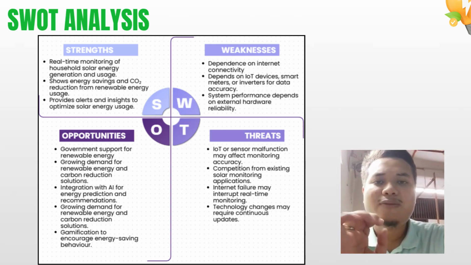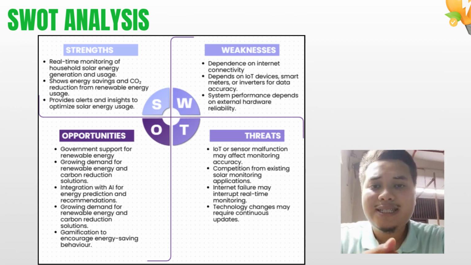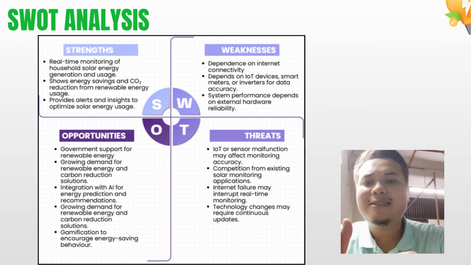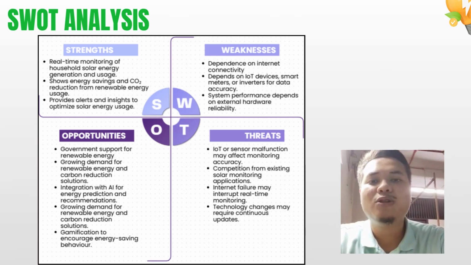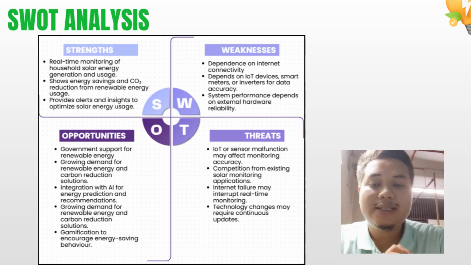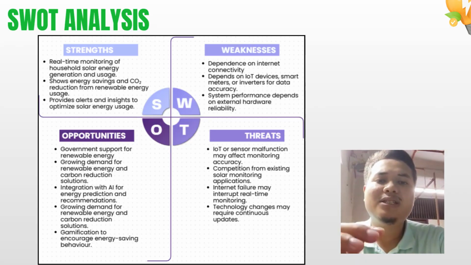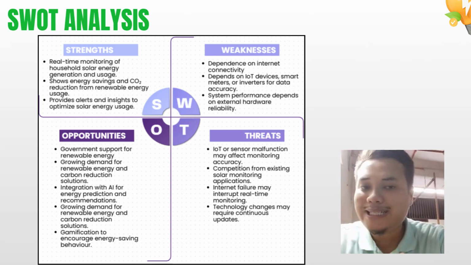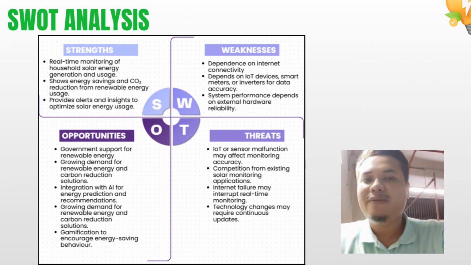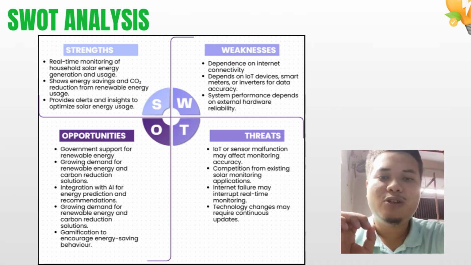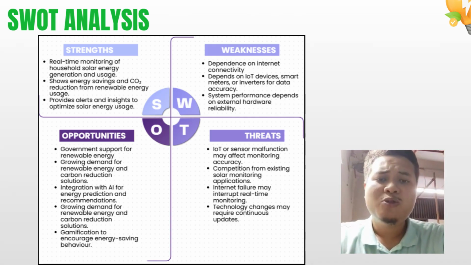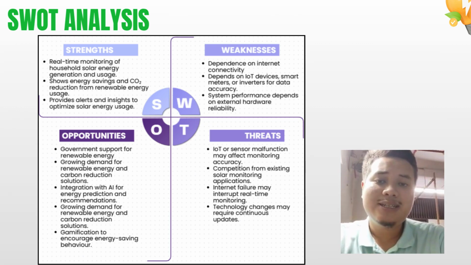One potential threat is the failure or malfunction of IoT sensors, which can lead to inaccurate data collection and affect monitoring accuracy. Another challenge is compatibility issues because different solar systems may use different hardware or communication protocols, making integration more complex. In addition, internet disruption can interrupt real-time monitoring and prevent users from receiving immediate updates or alerts. Lastly, rapid technology advancement means that the system must be continuously updated to remain compatible with new devices, security standards, and industry requirements.